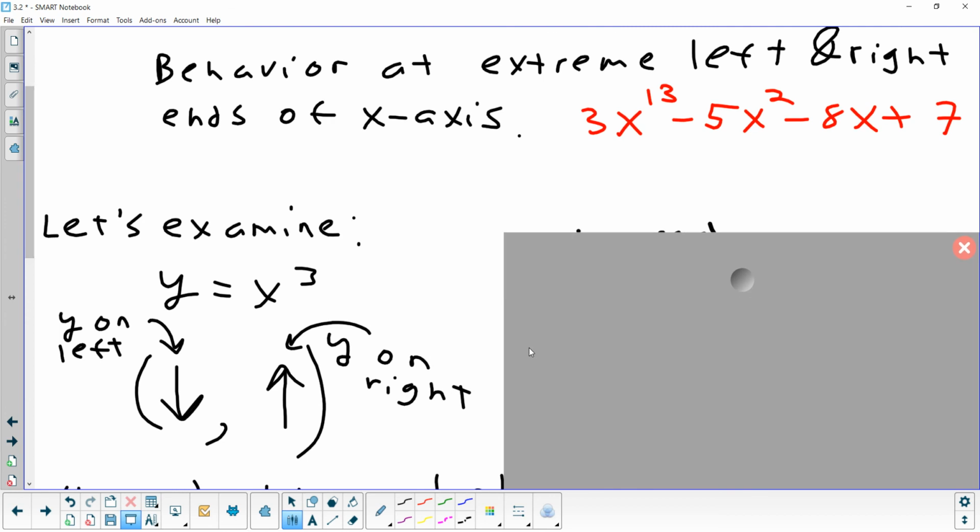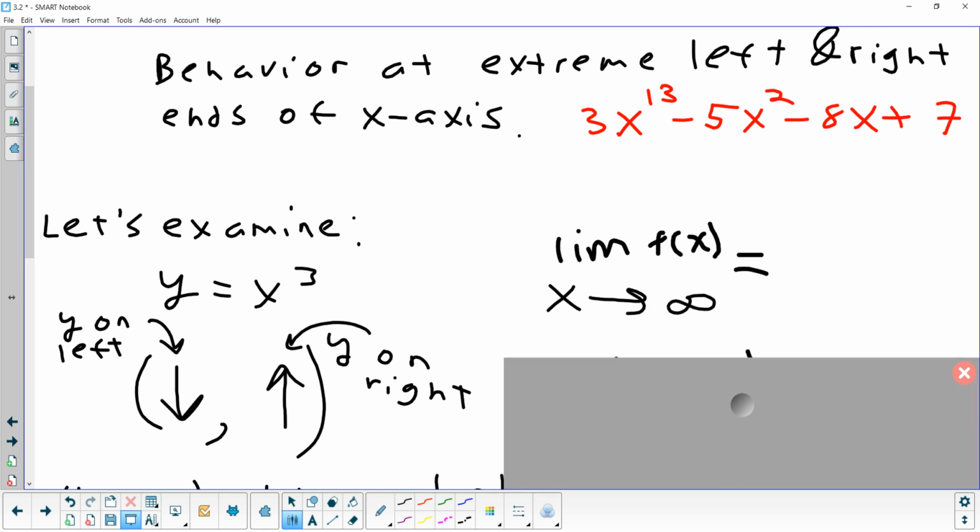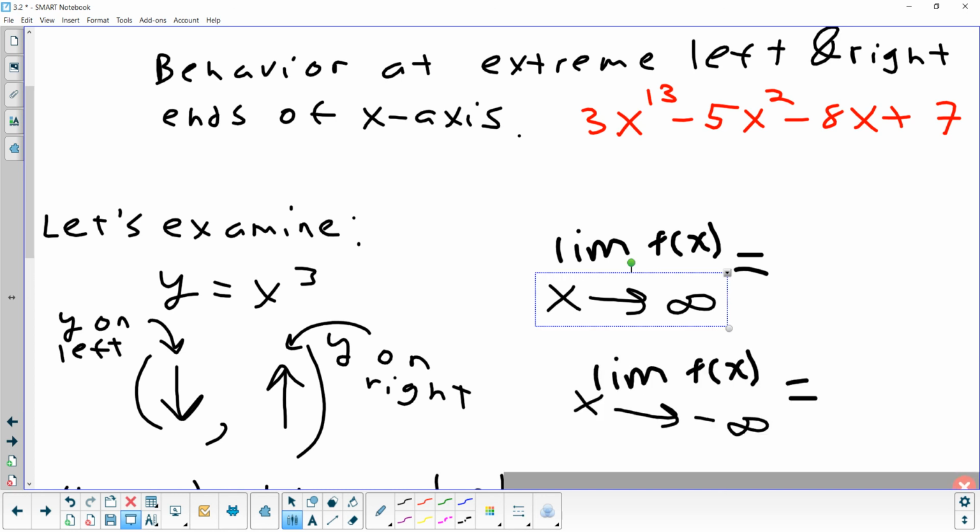Now the other way we can describe the same thing is to use what we call limit notation. We're going to see a lot more of limit notation if you take calculus next year. So let me read what this literally means, and then I'll break it down a little simpler. This says the limit of f of x as x approaches infinity. That's how you pronounce that properly. The limit of f of x as x approaches infinity. The limit of f of x as x approaches negative infinity.